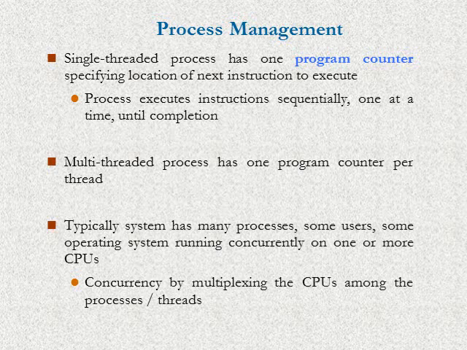Usually when we have multi-threaded processes, we have one program counter per thread. But this is something that we will discuss towards the end, when we have a good understanding or a deeper analysis of what a process actually means, how many stages it has, and what the different components of it are.